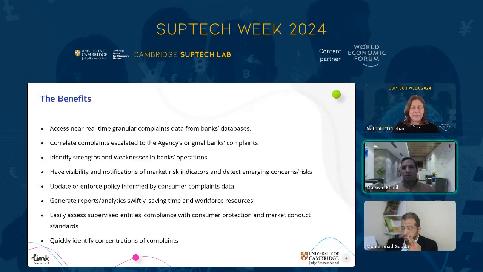The benefits of having such a platform for a financial authority is that it gives access to near real-time granular complaints from the bank databases. It correlates the complaints escalated to the agency with the original bank complaints. It identifies the strengths and weaknesses of the bank operations. It gives the financial authority the visibility and notification of market risk indicators and helps detect emerging concerns and risks. It updates or enforces the policy informed by consumer complaints data. And it generates reports and analytics swiftly, saving time and workforce resources.